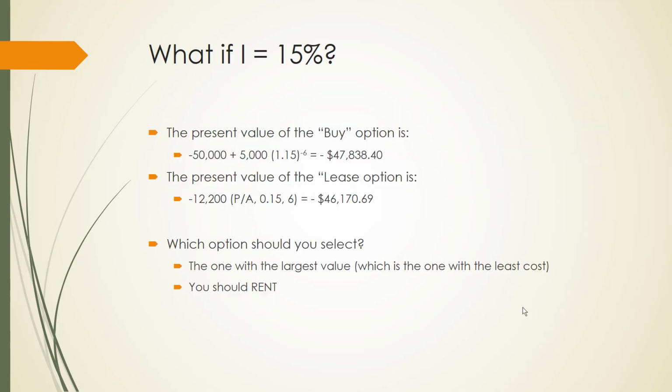What if I change the interest rate to 15%? The math stays the same as far as formulas, but the numbers turn out different. The buy option, the present value, doesn't change much. It's now only negative $47,838.40. But the lease option changes a lot. In this case, it's now negative $46,170.69. Interest rate matters a lot on an annuity. So which option should you select? In this case, you should rent.